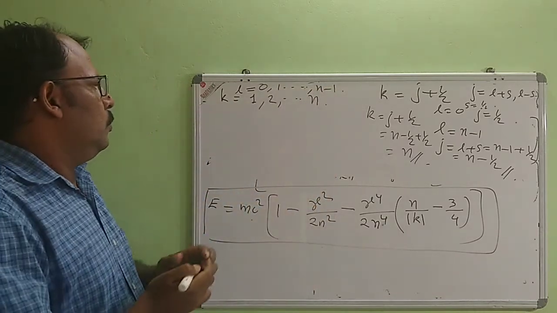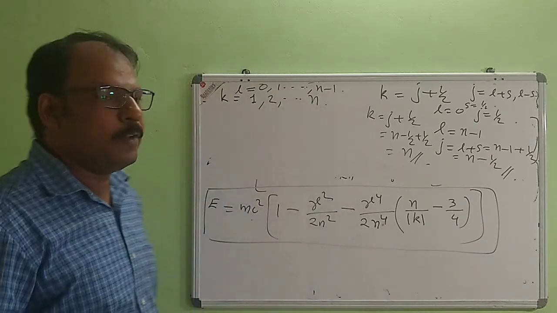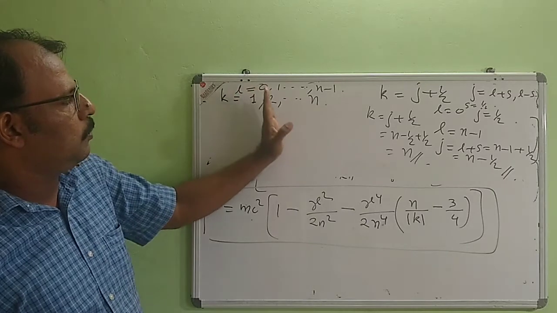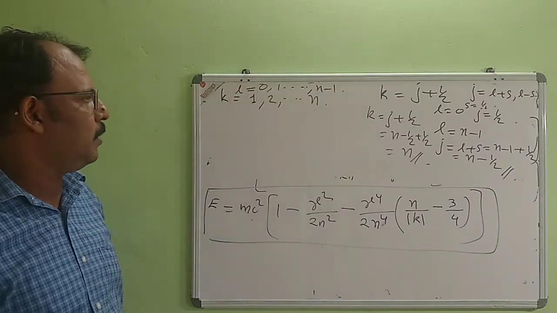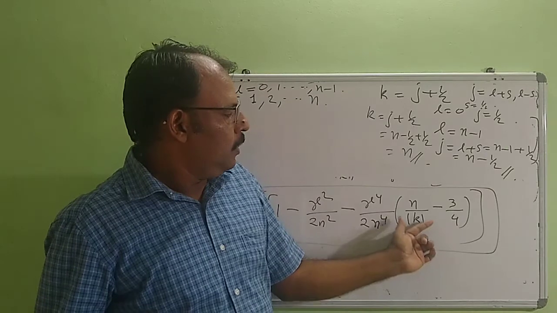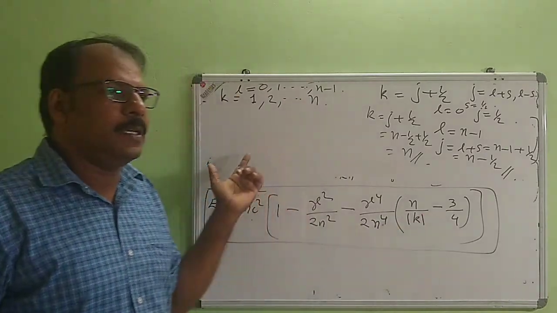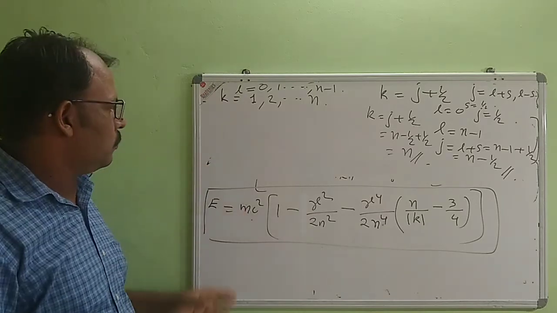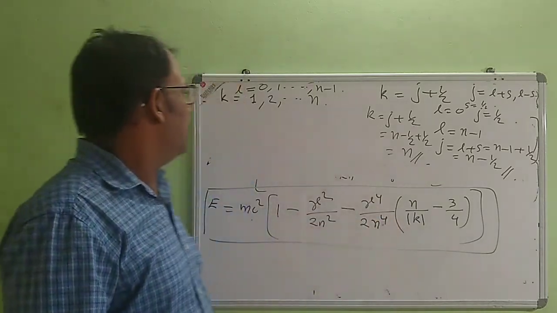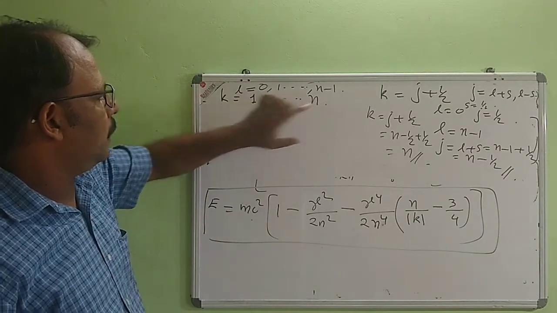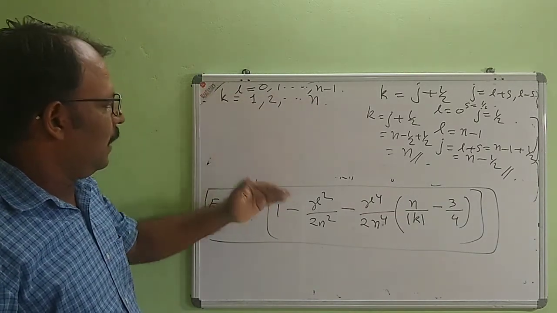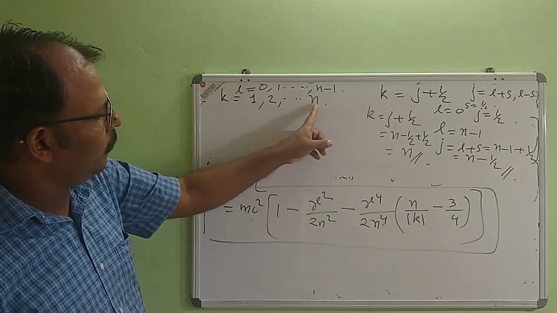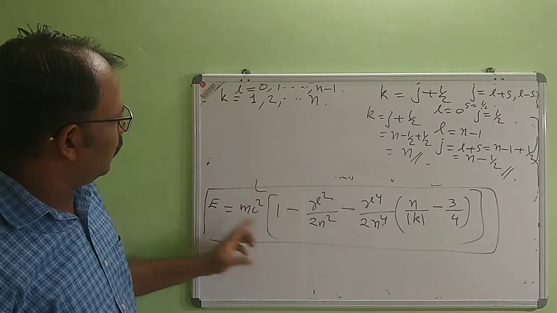So corresponding to L values from 0 to n minus 1, we will have k values from 1 to n. k can take plus or minus 1, plus or minus 2, etc. up to plus or minus n. But here we require mod k, because we already saw that s and k are related, and we can have only positive values. For that we have taken mod k. So k equal to 1 to n. So we can take the energy difference for extreme cases: first k equal to 1, and then k equal to n, and find the energy and take the difference.